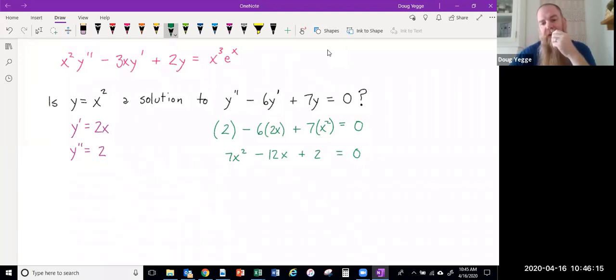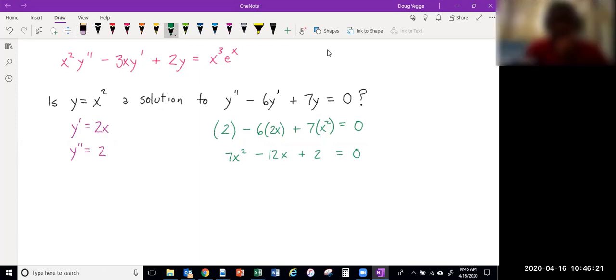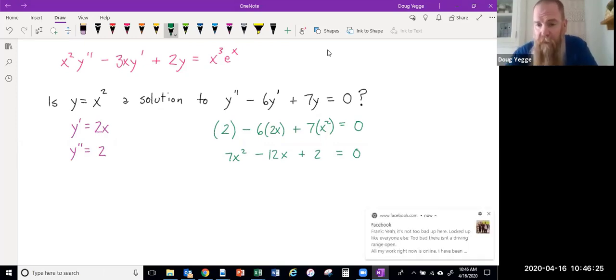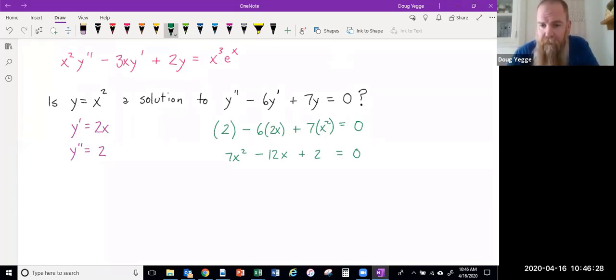Well, it's a quadratic equal to 0. So what do you think you could do? Quadratic formula. Factor. You could factor it maybe. If I can't factor, then use the quadratic formula, right? But the problem is that this is automatically false.